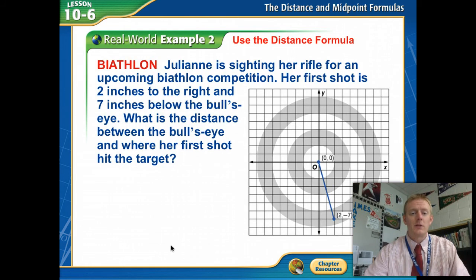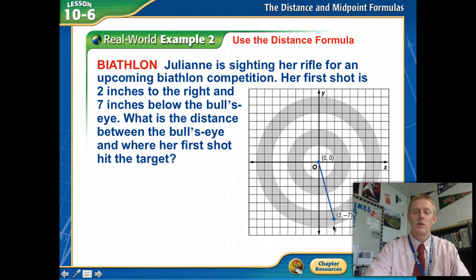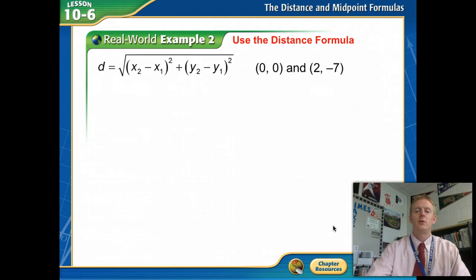Here's more of a real life example of the distance formula. Let's say that I have this person who's doing the biathlon. They shoot a bullseye, or they're trying to shoot a bullseye, and they actually shot a spot that was 2 to the right and down 7 like this paragraph says. So what's the distance from here to here? Well, that's the hypotenuse if I make a triangle. So when I find this diagonal line, I'm going to use the distance formula. Are you ready? So my 2 points are 0, 0, and 2, -7. So if this is my first one, x1, y1, x2, y2, I can plug them in very easily.